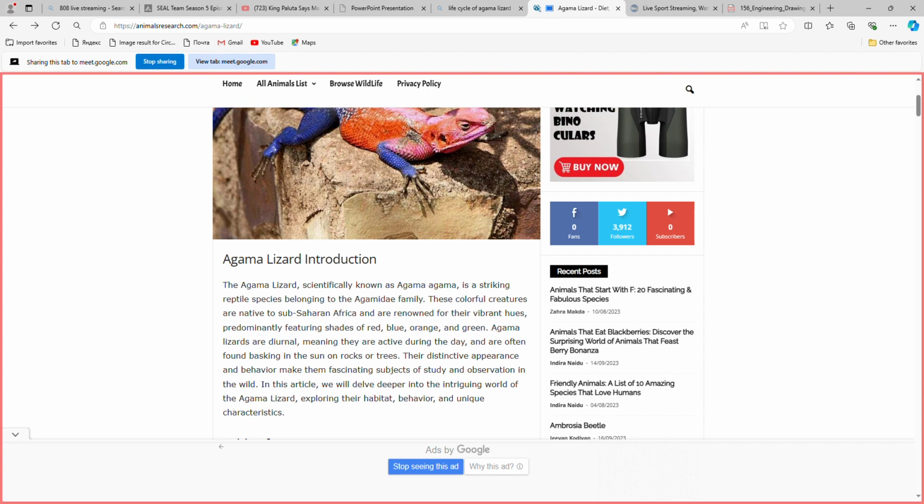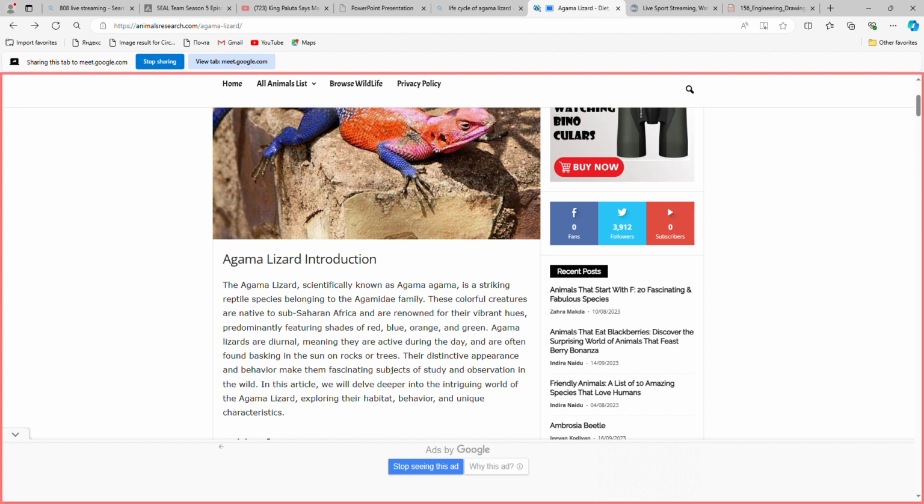I'll drop it alongside with the video. So this one is called the Agama, and it's a striking reptile. It's a striking reptile that belongs to the Agamidae family. The Agamidae family.